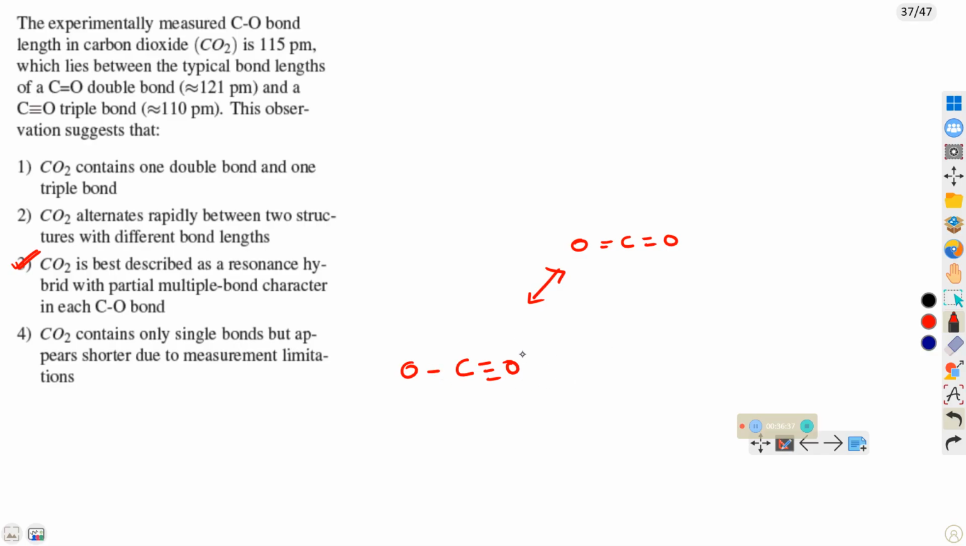This oxygen gets resonance is possible. That's the reason.